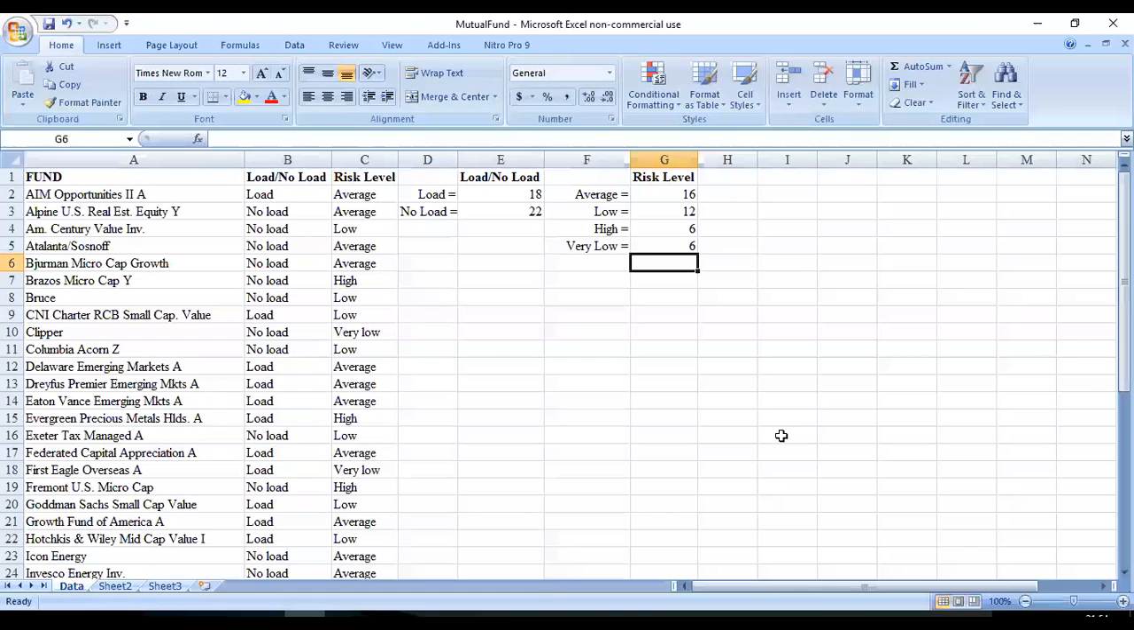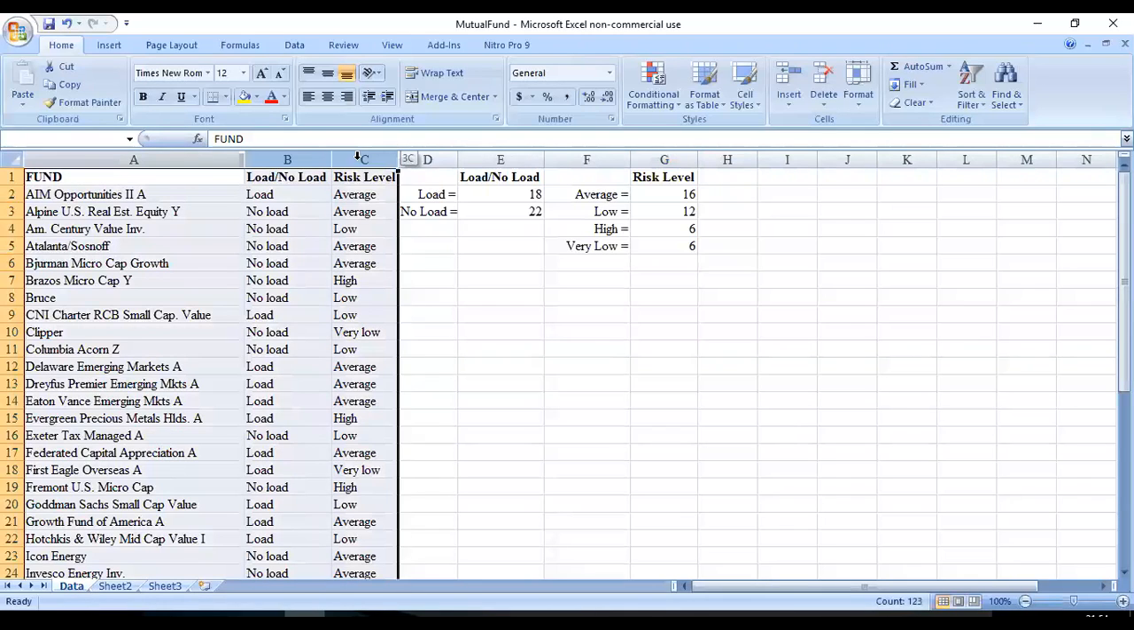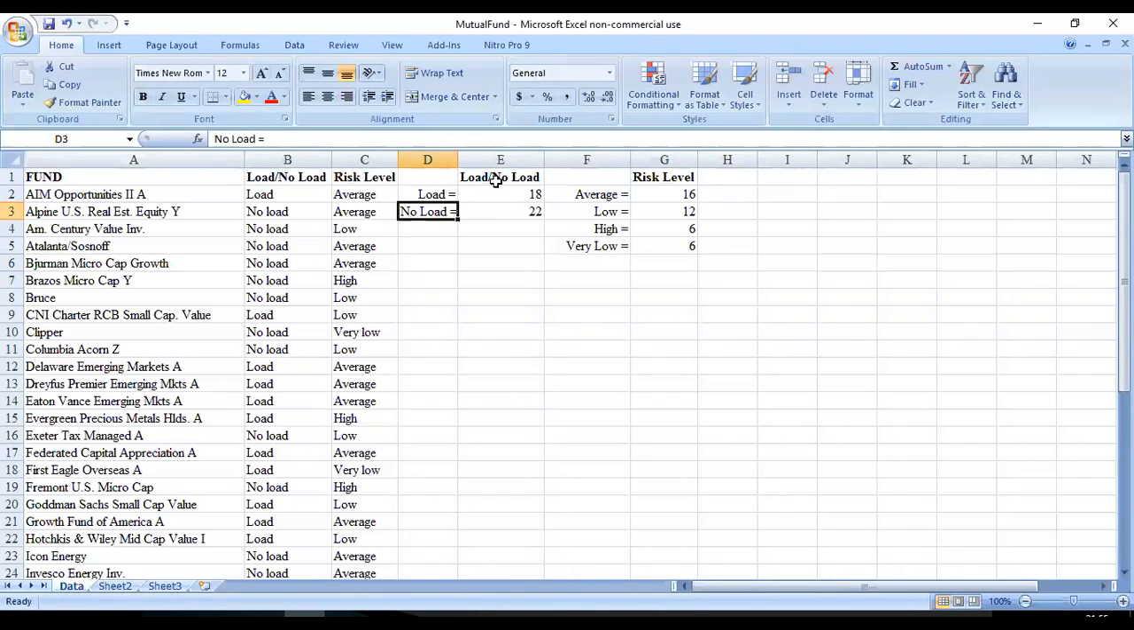There it is. All right. So basically these three columns were what we're given. We have the fund, if it's load or no load, and then the risk level. What we need to do is first figure out how many of each item we have. So I've said, okay, we're going to find out the number of load and the number of no load, and all you do is a COUNTIF.